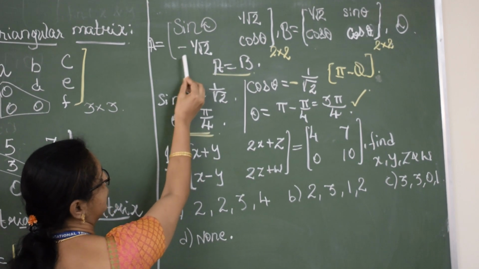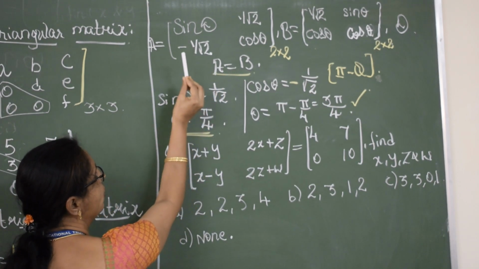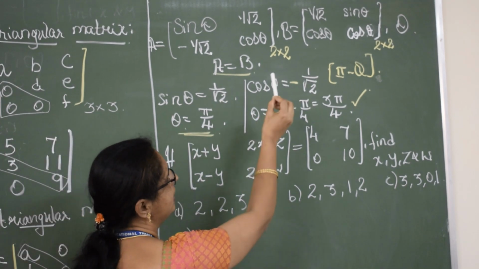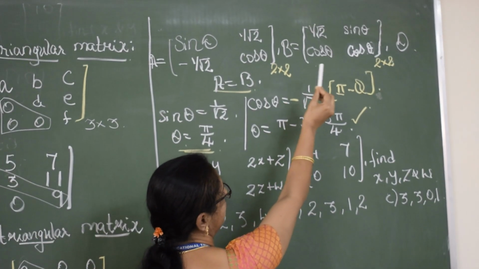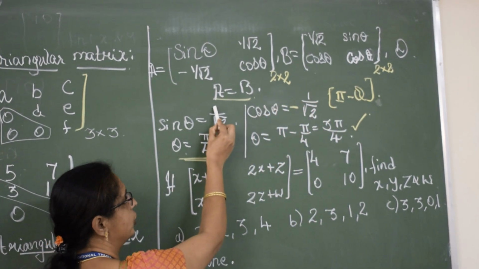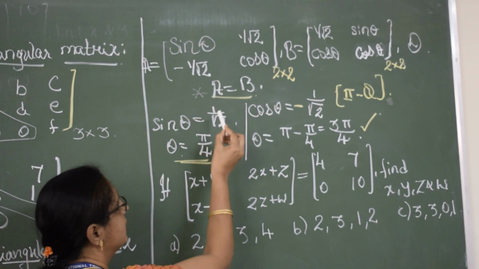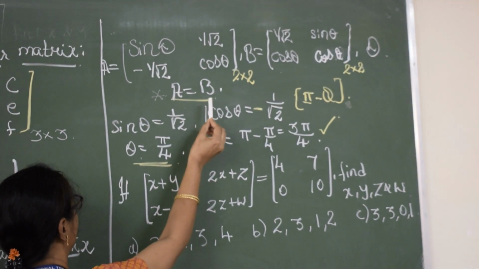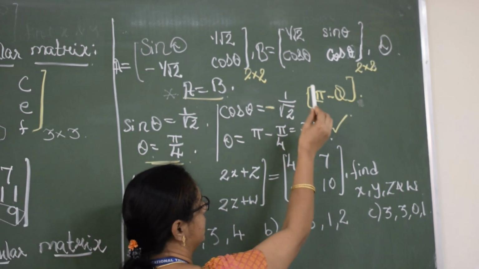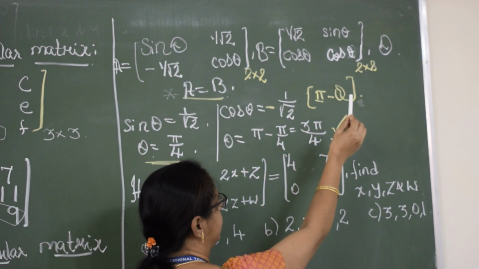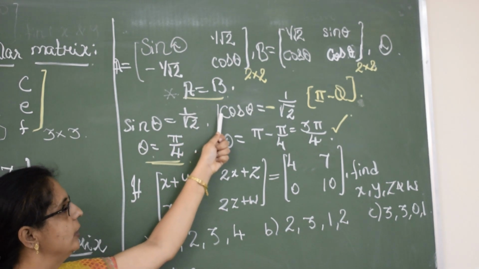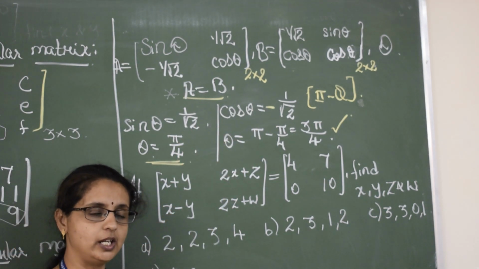A is equal to sin theta, 1 by root 2, minus 1 by root 2, cos theta, and B is equal to 1 by root 2 sin theta, cos theta, cos theta. They have given a condition that A is equal to B. When A is equal to B, we need to find the value of theta. The given condition is A is equal to B, then we need the value of theta.